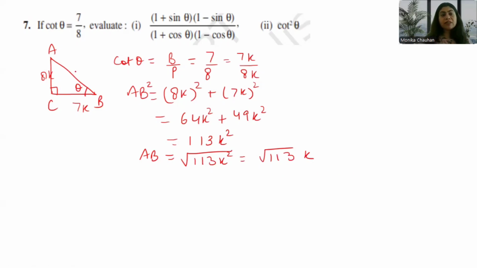Now you write as it is whatever value you got as hypotenuse. So you got AB. We have to find out sine theta with the help of this. So what is sine theta? Sine theta is perpendicular upon hypotenuse.